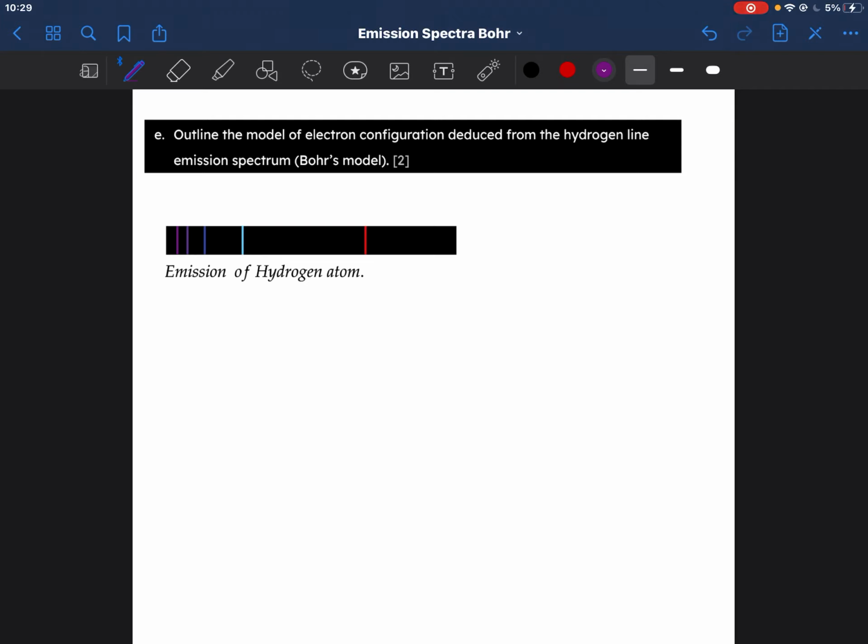So, outline the model of electron configuration deduced from the hydrogen line spectrum, parentheses Bohr model. Your first question is probably what are they talking about? Outline the model, and then they tell you later on they mean Bohr's model. So they're basically saying, describe Bohr's model, and they're telling you Bohr came up with his model by looking at the emission spectrum of hydrogen.